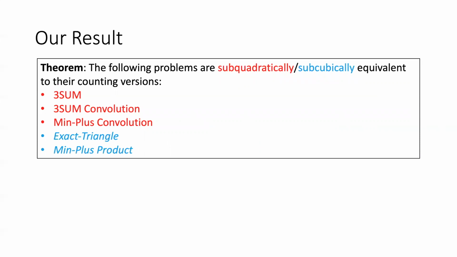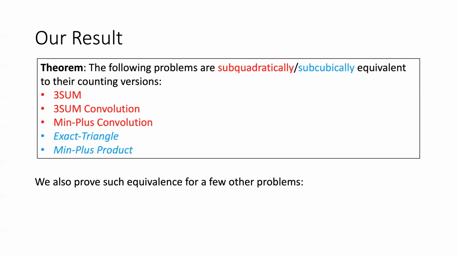We proved the equivalence between the counting versions and detection versions of many problems. For instance, we show that three-sum convolution and min-plus convolution are subquadratically equivalent to their counting versions, meaning that if the detection versions of these problems have a truly subquadratic time algorithm, then so do the counting versions, and vice versa. We also showed that exact triangle and min-plus product are subcubically equivalent to their counting versions.